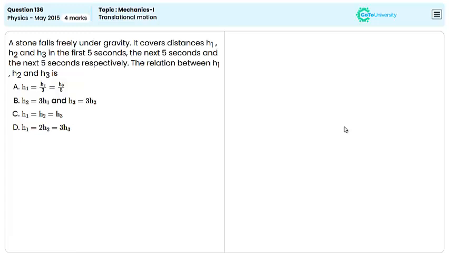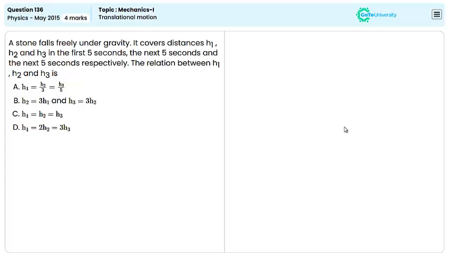A stone falls freely under gravity. It covers distances h1, h2 and h3 in the first 5 seconds, the next 5 seconds and the next 5 seconds respectively. What is the relation between h1, h2 and h3? From the question, it is understood that a stone falls freely under gravity and it covers distances h1, h2 and h3 in consecutive 5-second intervals. We need to find the relationship between h1, h2 and h3.